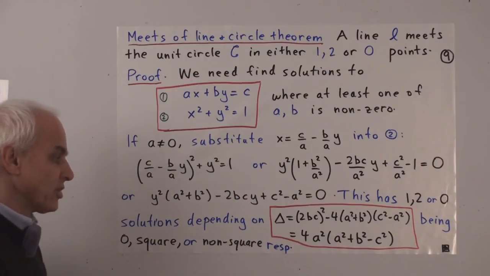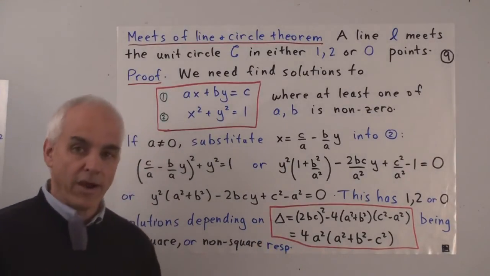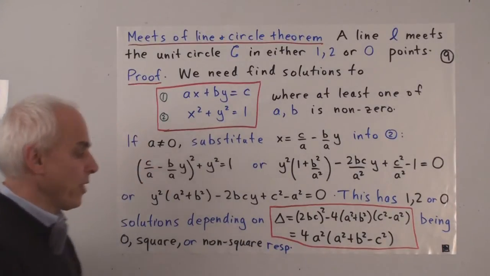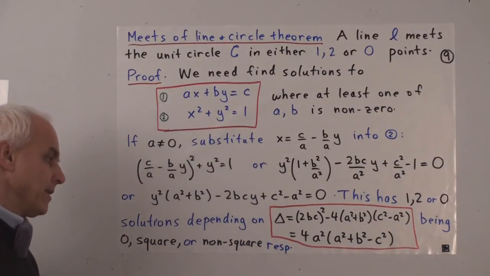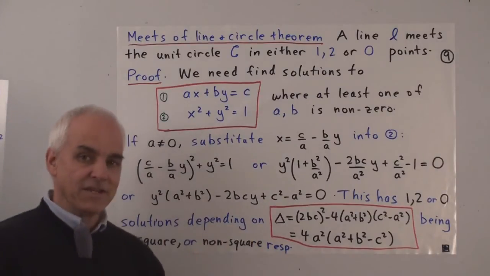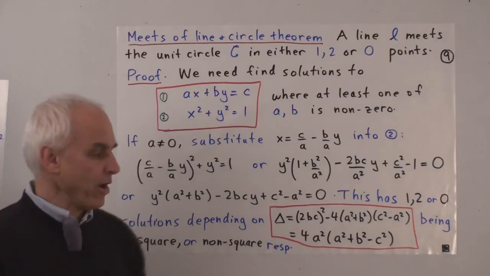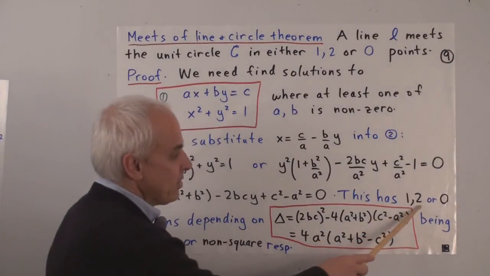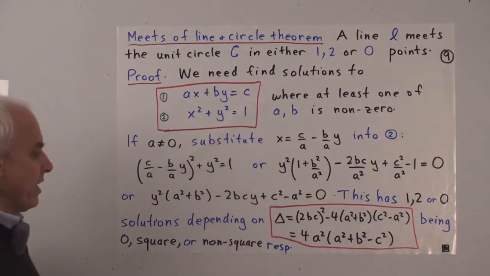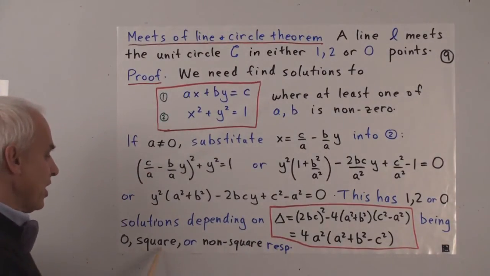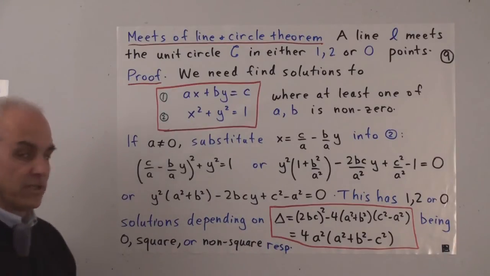And there's going to be 2 solutions when this is a non-zero square. In other words, when a squared plus b squared minus c squared is a square. And there's going to be 0 solutions when this thing is a negative number or a non-square. So altogether 1, 2, or 0 solutions depending on whether this discriminant is a 0, a square, or a non-square respectively.